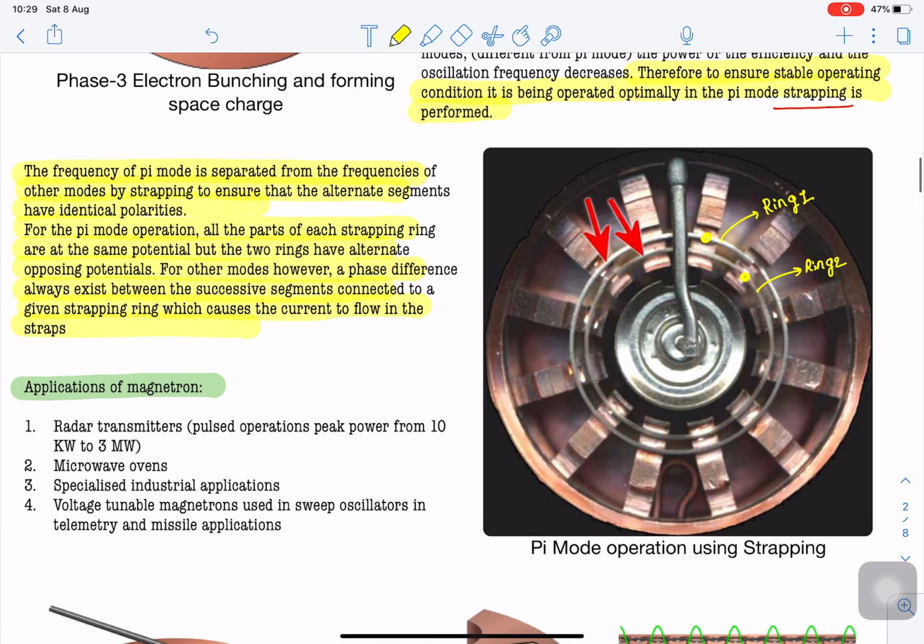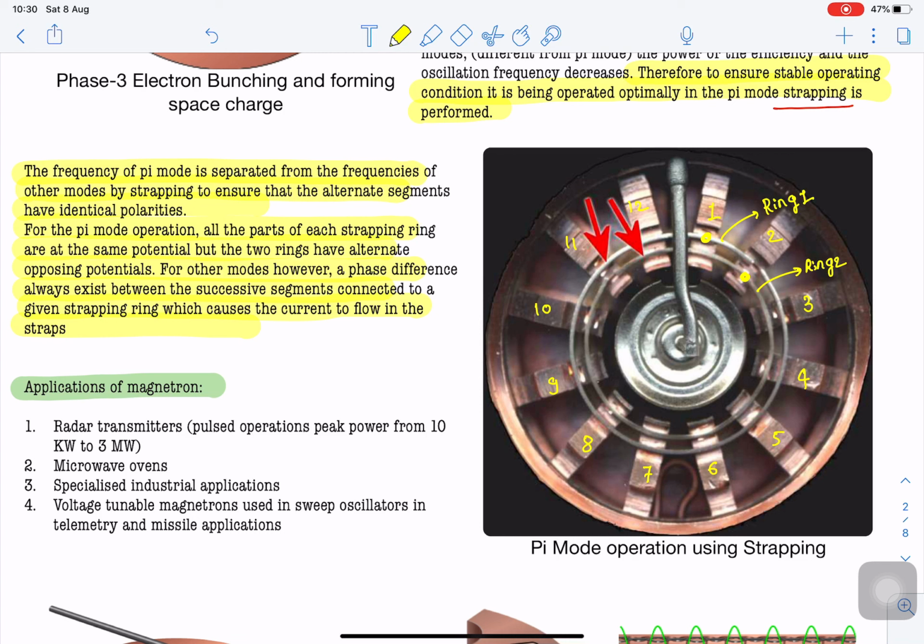Let us call this cavity number 1, cavity number 2, cavity number 3, 4, 5, whichever I have written in yellow color, 7, 8, 9, 10, 11 and 12. There is an even number of cavities, a total of 12, and these cavities are connected by a heavy metallic wire, short circuited alternately with the help of a ring like structure.